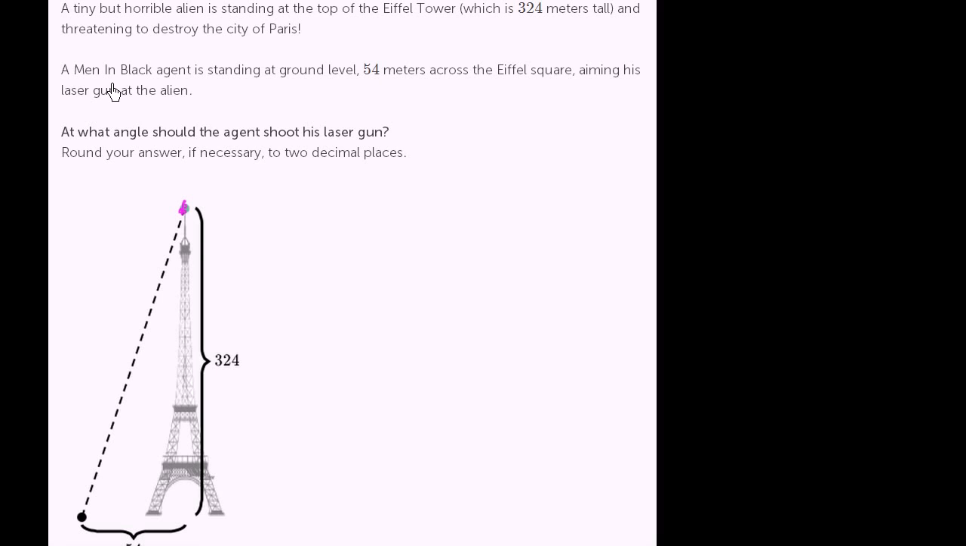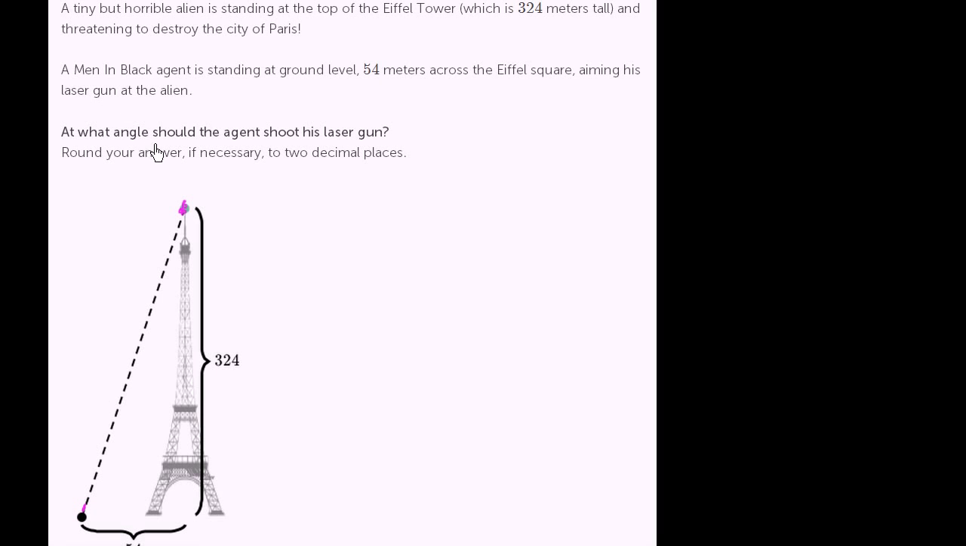A Men in Black, or I guess a Men in Black agent, I was about to say maybe it should be a man in black. A Men in Black agent is standing at ground level, 54 meters across the Eiffel Square. So 54 meters from, I guess you could say, the center of the base of the Eiffel Tower, aiming his laser gun at the alien. So this is him aiming the laser gun.